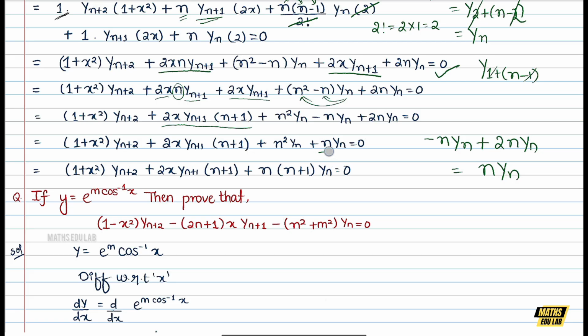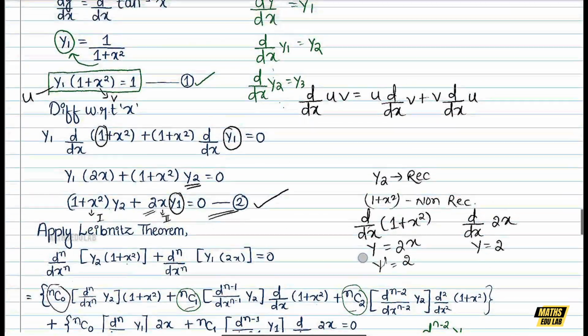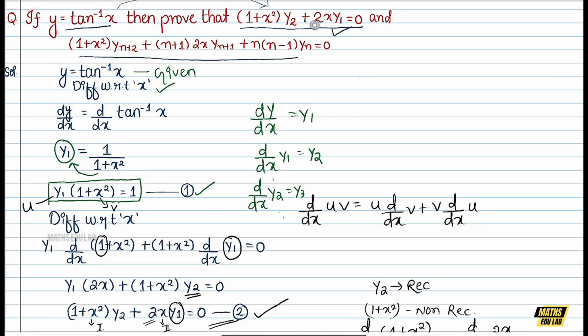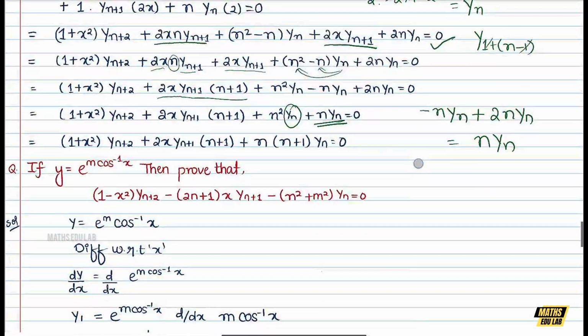So this is what I have written. Then in the last step, if you see 1 plus x square yn plus 2 plus 2x yn plus 1 n plus 1, here the common term has been taken, that means yn is a common term, so as I have written n into n plus 1, then yn is equals to 0. So this is what was given to prove by using the first equation. So we got the value. Now let's go for the second question.